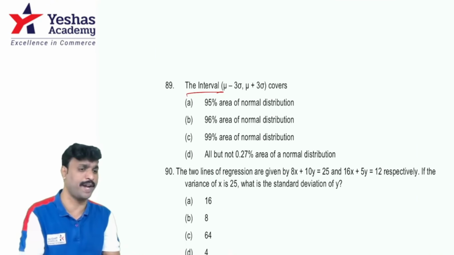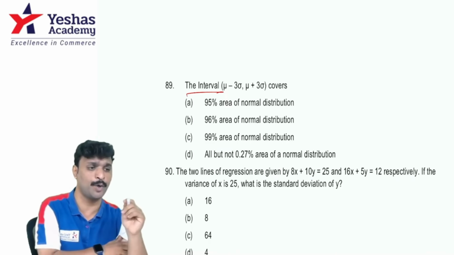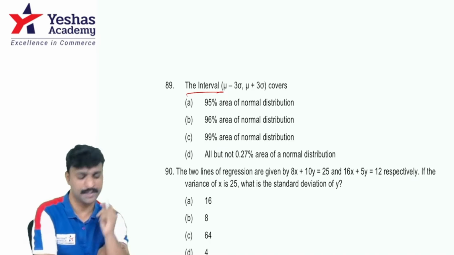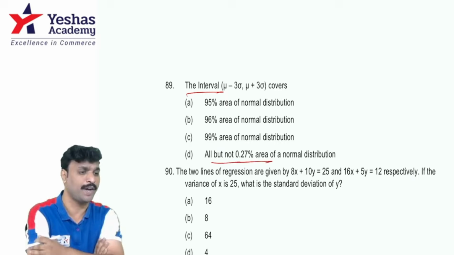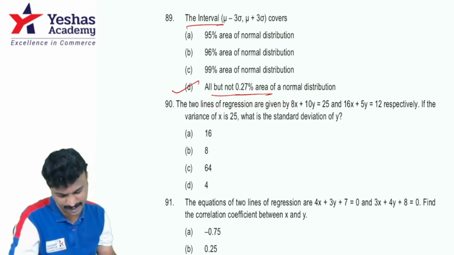This is a straight question, guys, often asked in the exam. The interval mu minus 3 sigma and mu plus 3 sigma covers how much? 99.73%. That means all but 0.27. That means option C is the right answer.